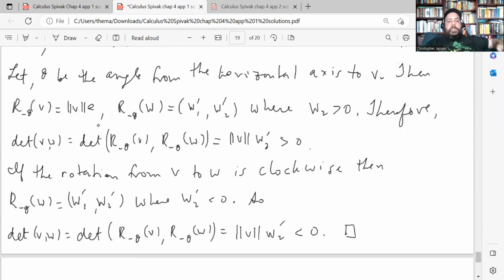And next, if the rotation from V to W is clockwise, meaning if you start at V, you have to rotate clockwise to get to W, then if we rotate again through negative theta, the rotated vector W has coordinates W1 prime, W2 prime, where W2 prime is negative. So look at the determinant of VW. Again, that's the same as the determinant of the rotated vectors, which we proved already, which is equal to the length of V times W2 prime, which is negative, and that proves the problem. And this is completely general: the determinant is not affected by the angle that you rotate through.